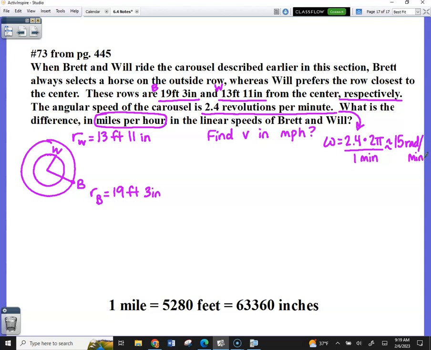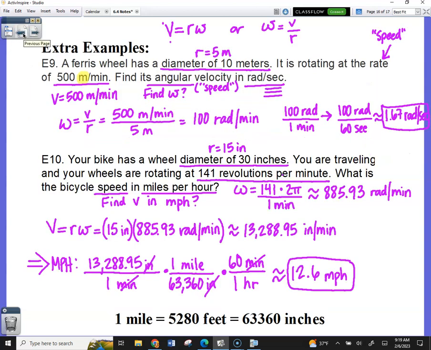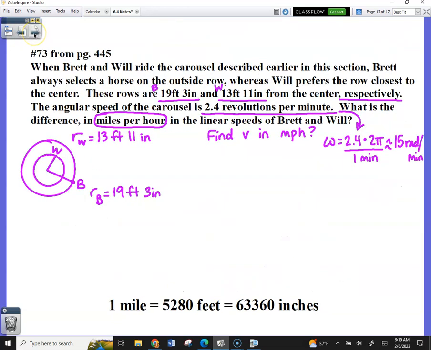So this is a repeat of this one right here. You're finding the linear speed, right? You're just doing it with Brett, then you're doing it with Will, and then we do need to get them in miles per hour, and then we just need to compare the difference between the two. Okay, so I'm going to come right here and say this is Will's info. Then I'll do Brett. Actually, we'll compare it. All right, so the formula is V equals R times angular speed.